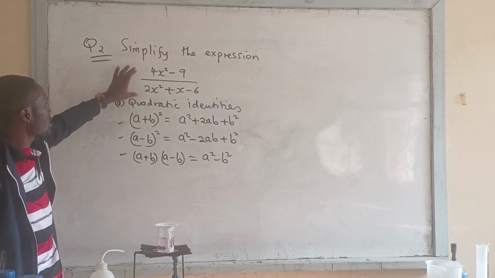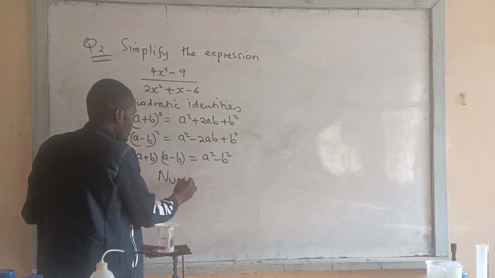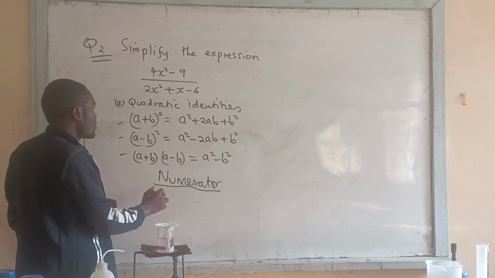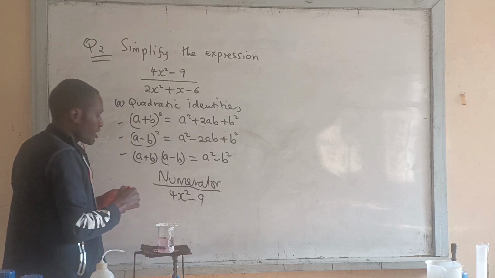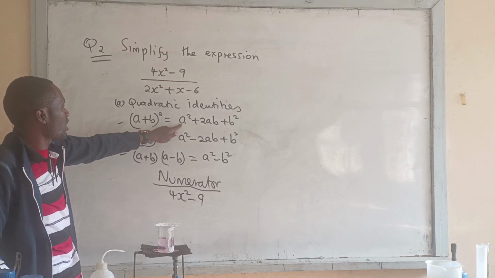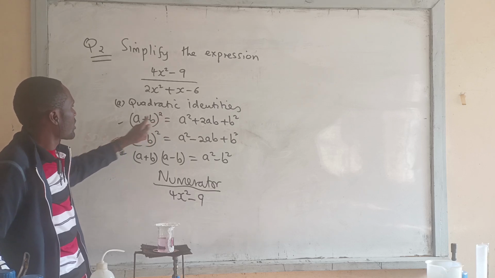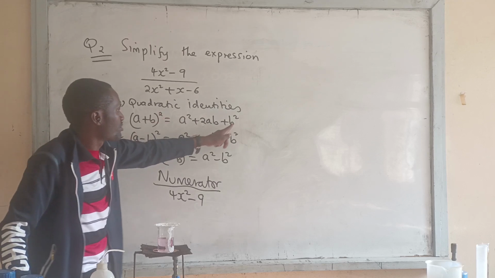So if you look at this expression, I'm of course going to begin with the numerator so that you can understand what you're supposed to do. So our numerator reads 4x squared minus 9. Now, how did I get this part? I got a squared. This part, 2 times a times b, gives us 2ab. Lastly, b squared gives us b squared.